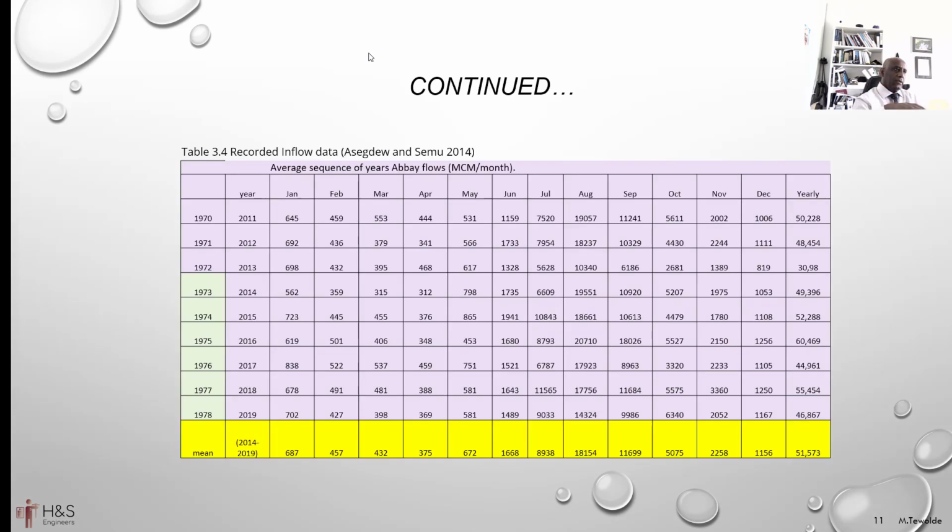So now the last information we need is the hydrology data, the inflow data. That inflow data, I found it from a journal. This data is a record that had been done before, because there is a dam at the downstream side of the current GERD dam, and they used to measure the inflow hydrograph. They have the inflow hydrograph of the Rosary Dam, I think, as per the information I found from the journal.